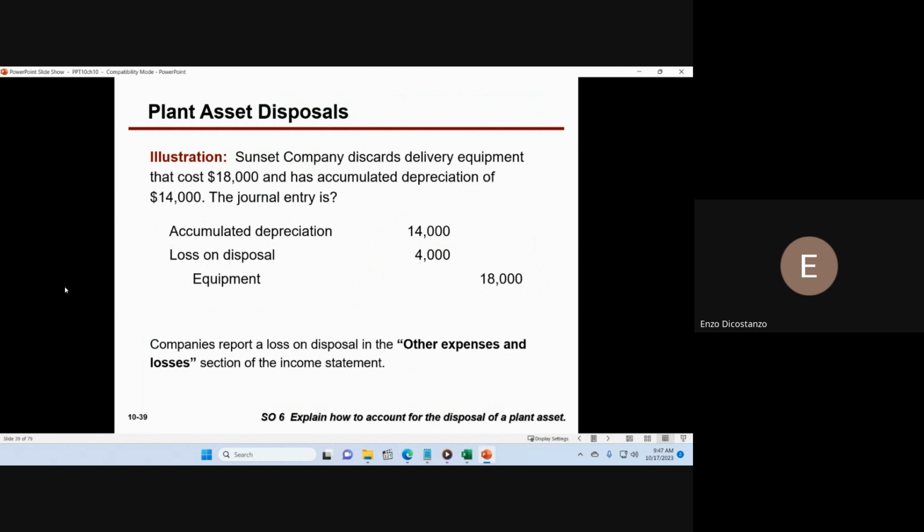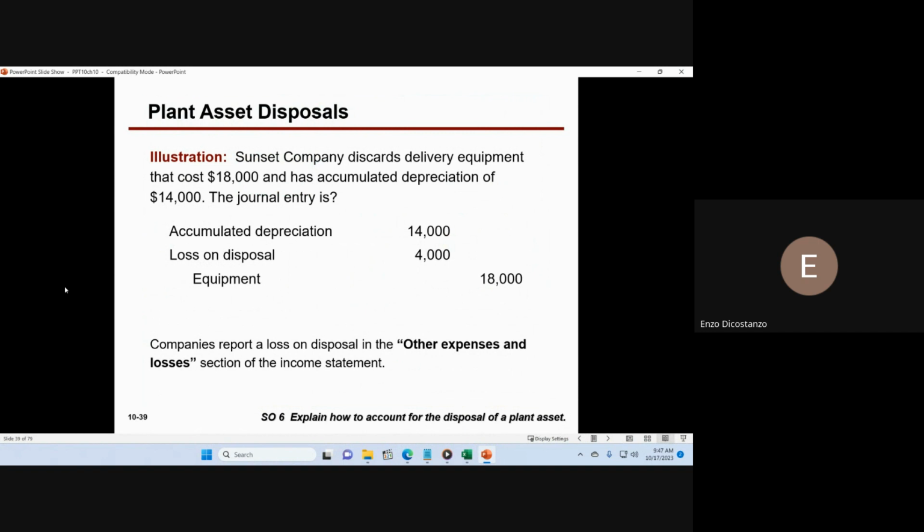Sunset discards delivery equipment at a cost of $18,000, and the accumulated depreciation is $14,000. So there's $4,000 left, and you wrote it off, and then you've got to balance this with a loss. Because if you only depreciated $14,000, you're losing, because that's all you can depreciate. You're going to lose another $4,000. You've got to recognize it as that.